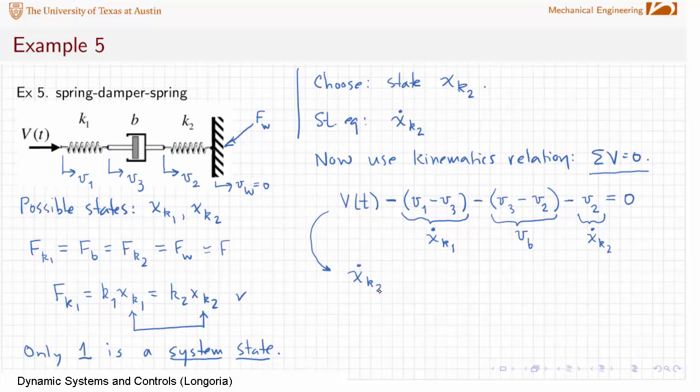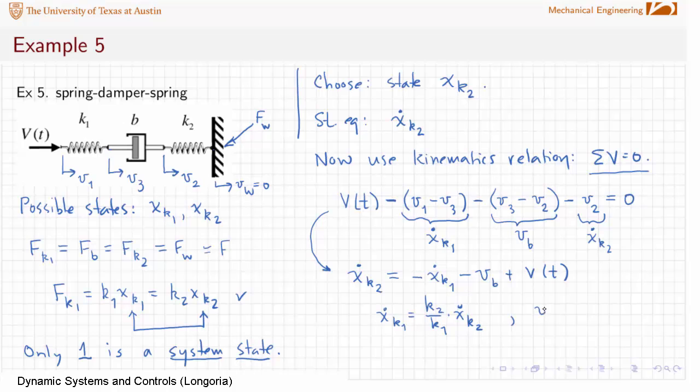So this relationship, in fact, is what's going to give you, by doing some rearrangement, the state equation for xk2dot, and you can see that that's equal to minus xk1dot minus vb plus v of t. Now, that's an input, that's not a state, and that's not a state. But remember, we can find both of these relationships from things that we know. From this relationship here, we know that xk1dot is equal to k2 over k1 times xk2dot.